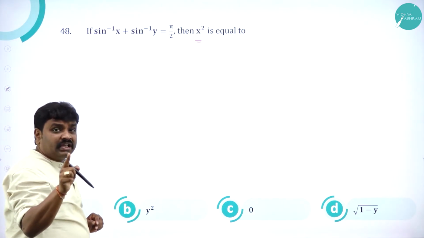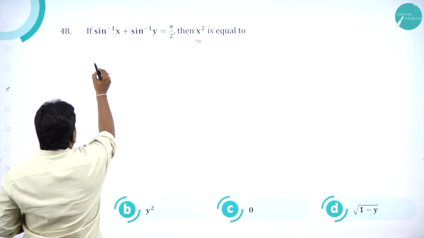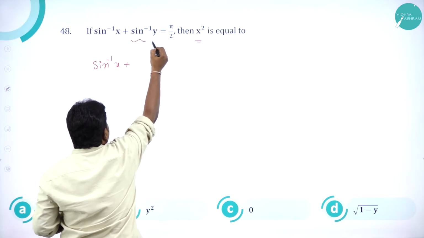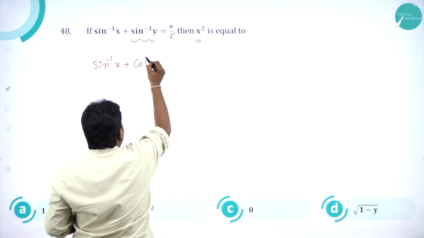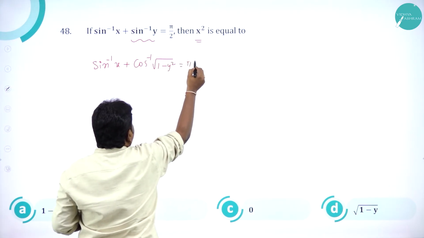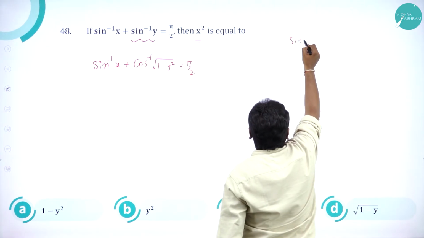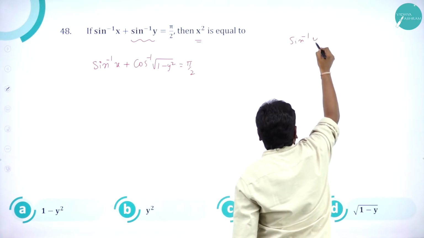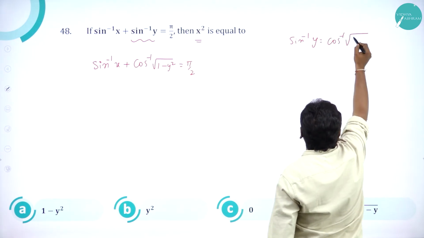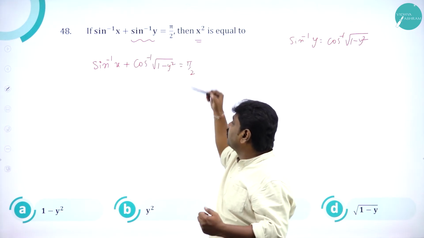But you are familiar that sin inverse x plus cos inverse x is pi by 2. So what will I do? I will write sin inverse x as it is, plus, in place of sin inverse y, I will write it in terms of cos inverse: cos inverse of root of 1 minus y square is equal to pi by 2. All of you know, sin inverse of any function can be written as cos inverse of root of 1 minus y square. So now, in place of sin inverse y, I can write cos inverse of root of 1 minus y square.